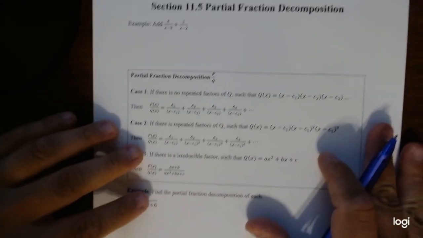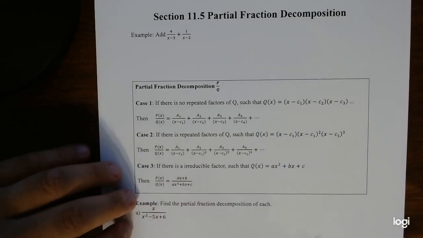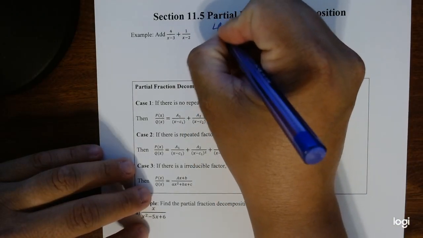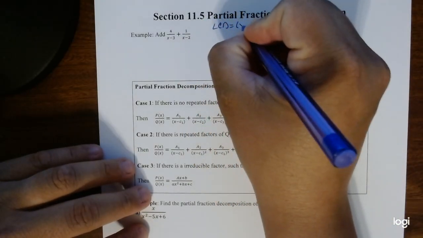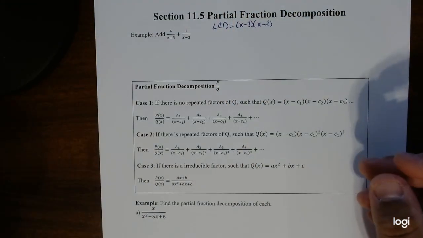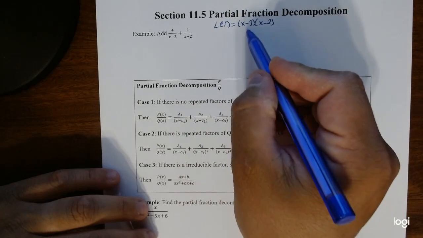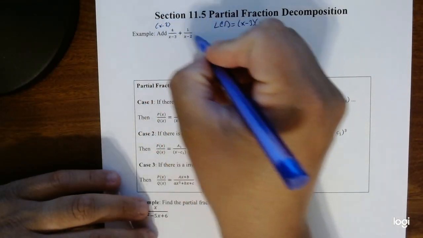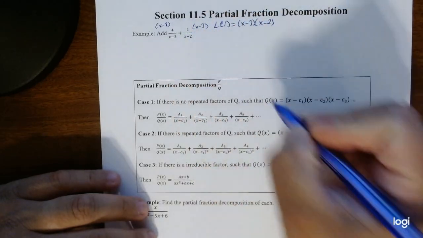So what if we just want to add those two fractions together? That means we would have the common denominator, the LCD for short, would just be the multiplication of each one put together because they're just odd powers, right? Like that. So we will multiply this side by what's missing, so multiply this by x minus 2 top and bottom, and this side by x minus 3 top and bottom.